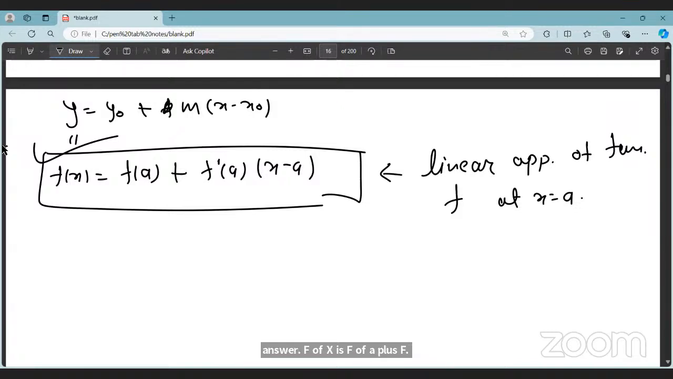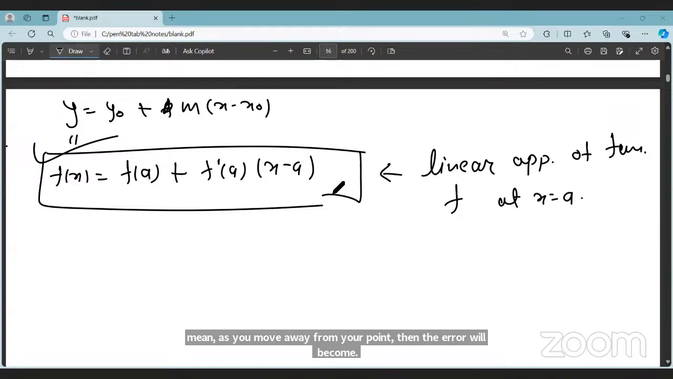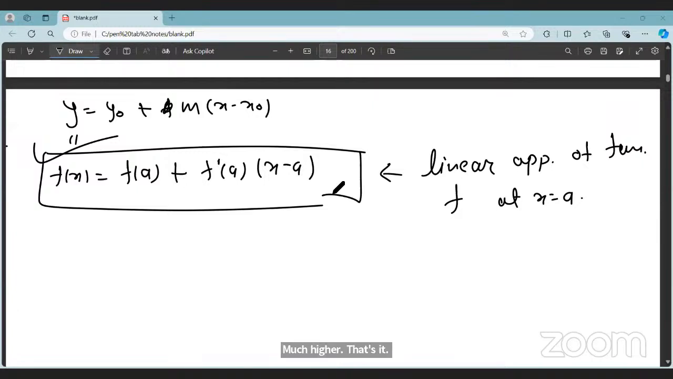Is this linear approximation clear? Is there any doubt? No, ma'am. Ma'am, we are dealing with the curve at a micro level here. Yeah, we are approximating very near the point, because it can happen that as you move away from your point, the error will become much higher. That's why we say it will be a little bit closer to your point.